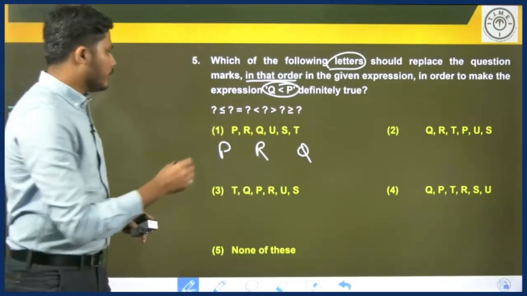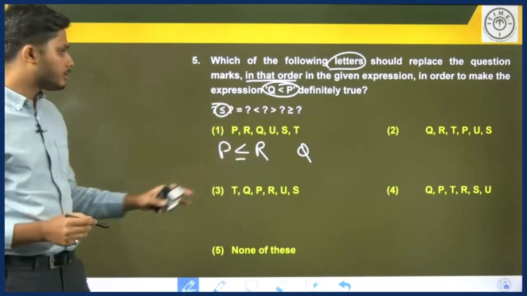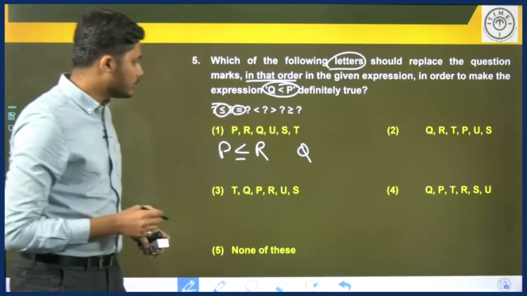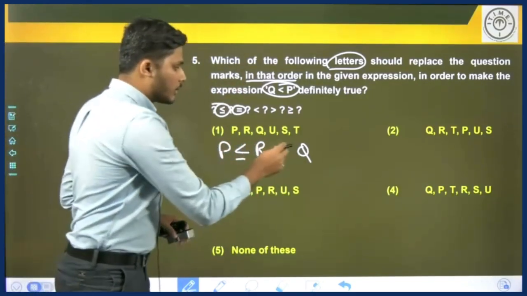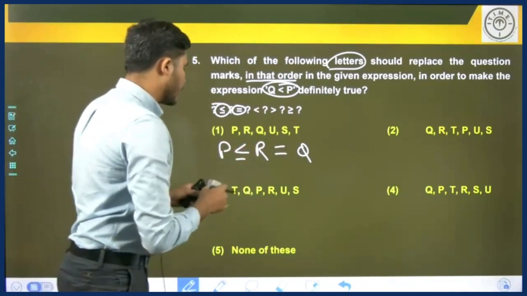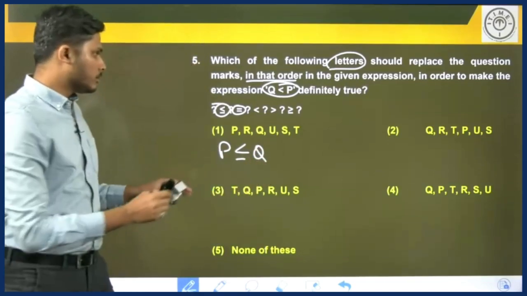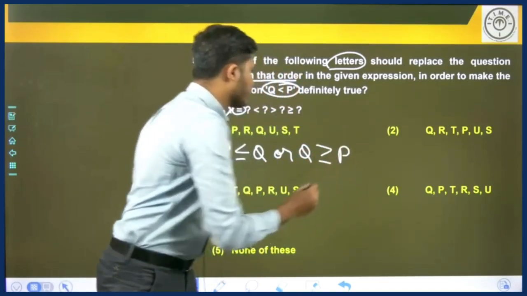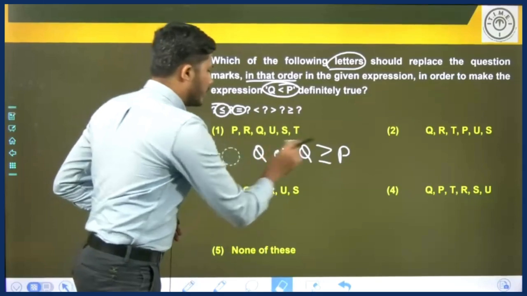So let's replace the symbols. Here the first symbol is less than or equal to, P less than or equal to R, and the next symbol, as R is in the first position, is equal to, R equals Q. So now the relation between P and Q will be, as R and Q are equal, we can replace R with Q. So the new statement will be P less than or equal to Q, or Q greater than or equal to P, which does not follow the given condition, as the given condition is Q less than P, hence we can eliminate option 1.